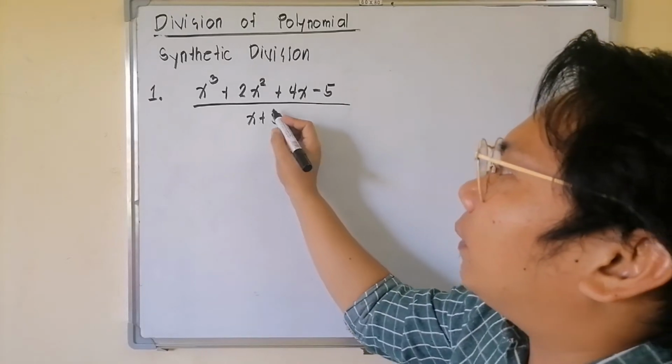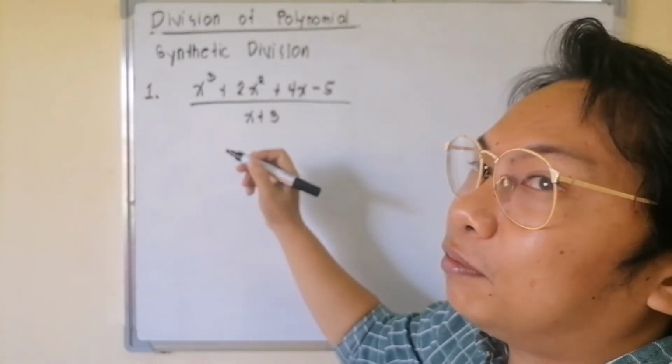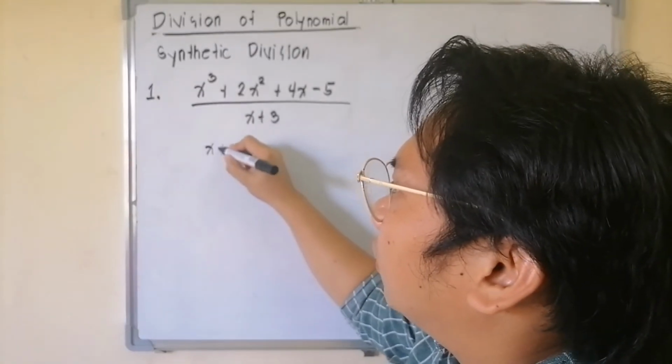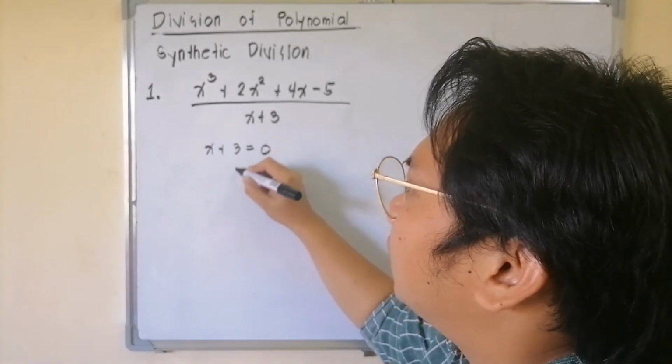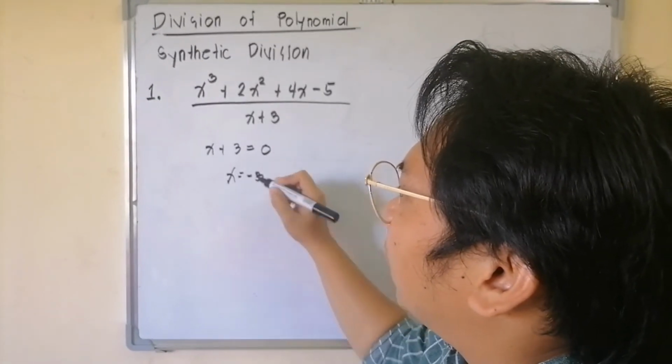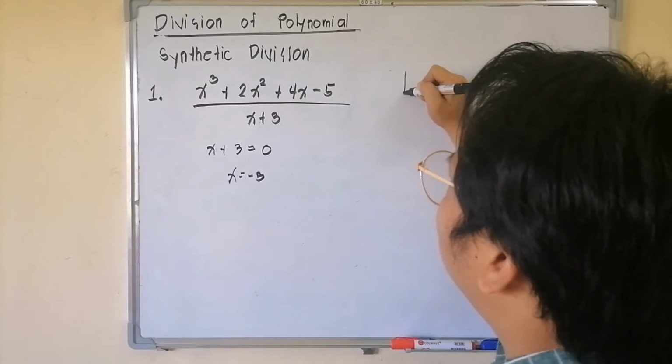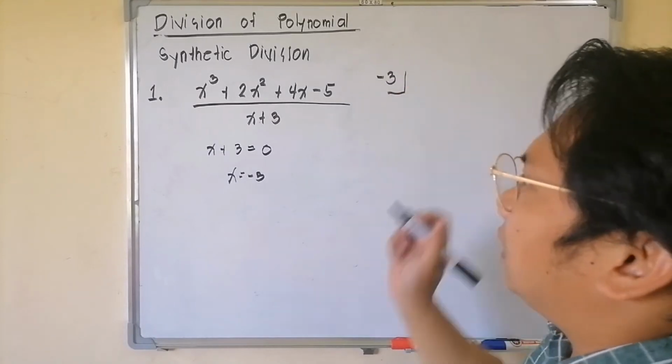So first, we will equate our divisor to 0 to find our constant. Our divisor is x plus 3 equals 0. So this implies that x is negative 3. That will be our constant here.